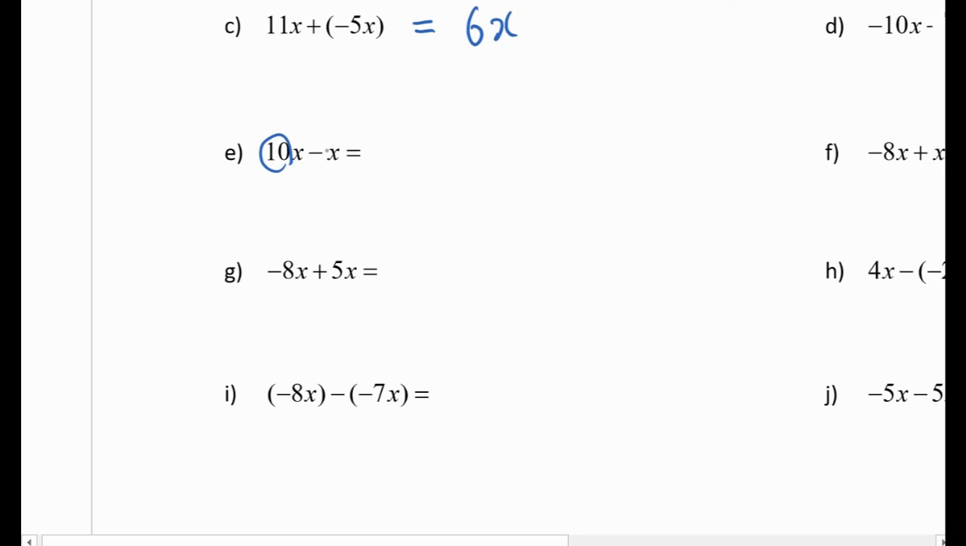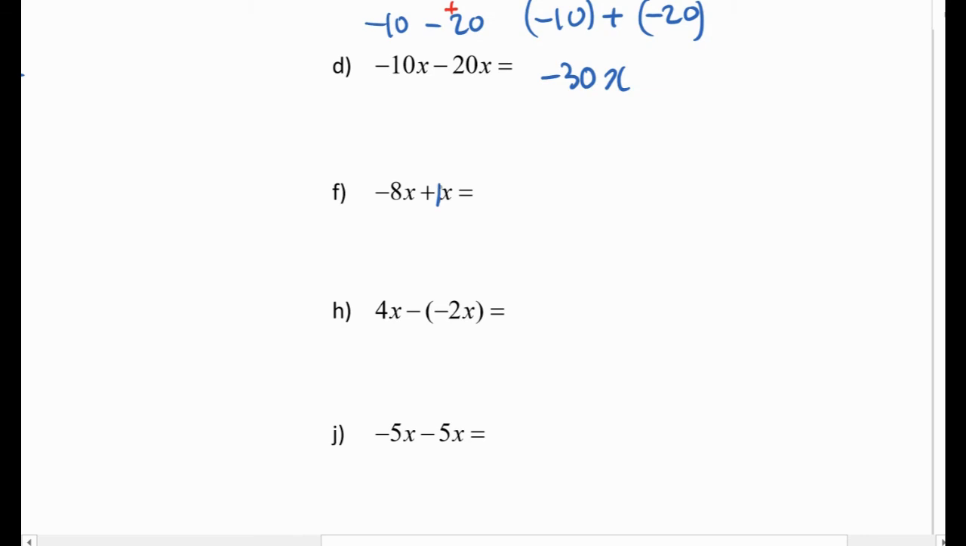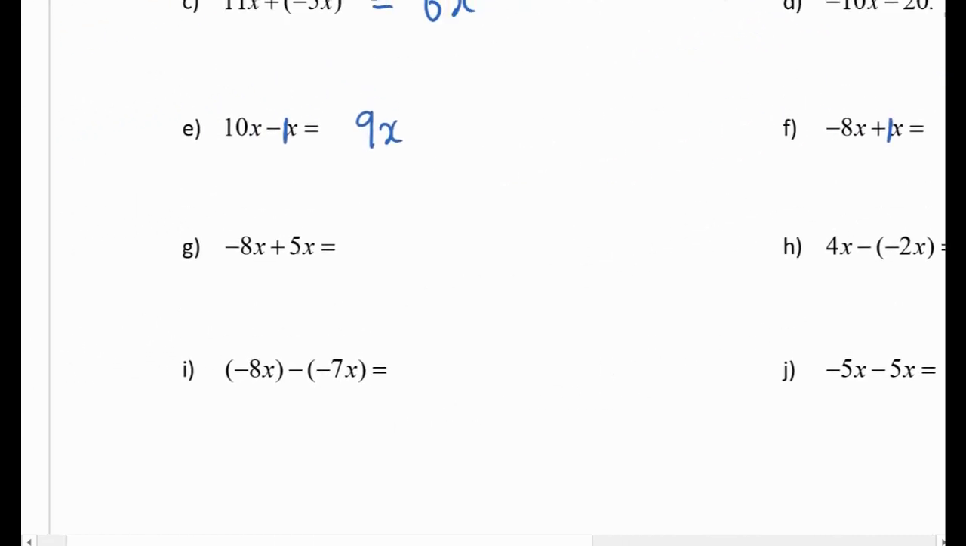10 minus, what number is hiding in front of x? We have 1. So 10 minus 1 is 9x. What's hiding in front of x? 1. So negative 8 plus 1 is negative 7x. Negative 8x plus 5x. So you have negative 8 plus positive 5, then you have negative 3x.